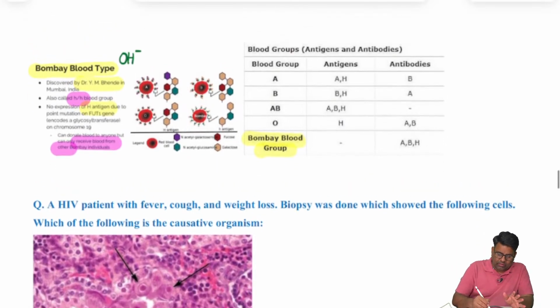Now, a question starting with an HIV patient with fever, cough, weight loss, and then a biopsy image is given here. So what could be the likely organism? Now let us look at the biopsy image.